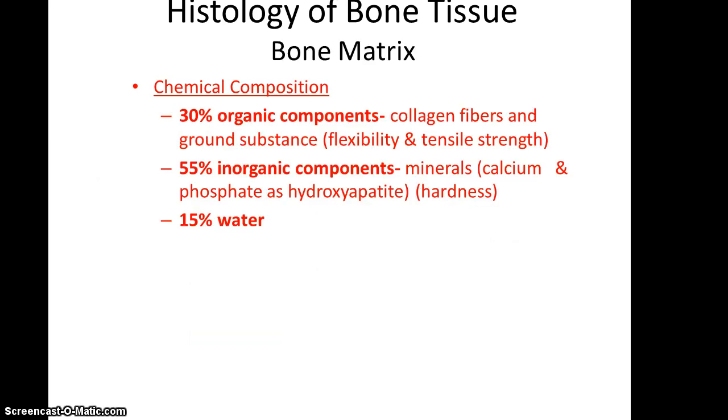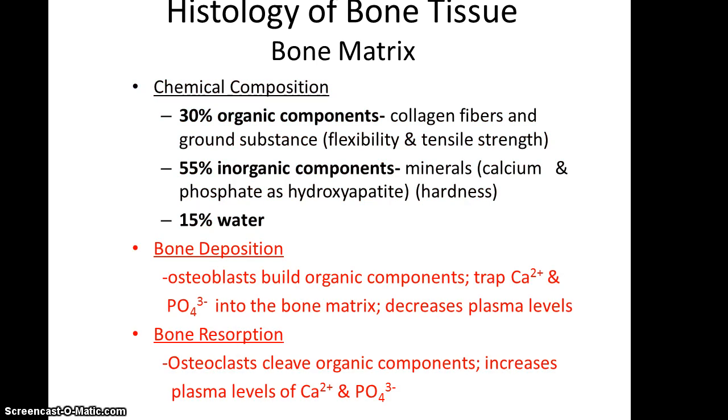So what about that extracellular matrix? Well, its chemical composition shows that it's about 30% organic components. That would be primarily the collagen fibers, very big in bone, and also the ground substance. And this provides it with flexibility and tensile strength. Then 55% of the extracellular matrix is inorganic components. These are the minerals, the calcium and phosphate in the form of hydroxyapatite, and this provides the hardness of the bone. And then of course there's water. About 15% of it is water.